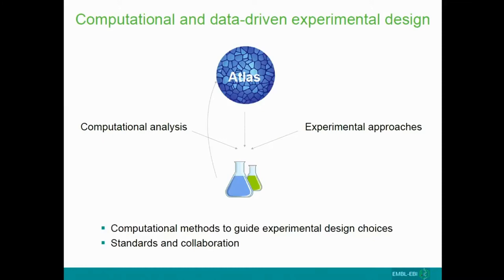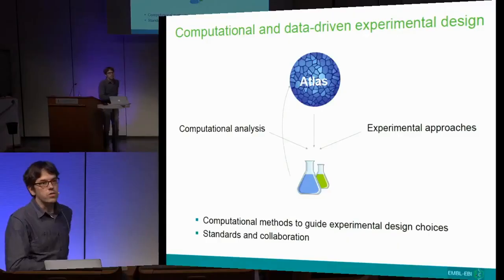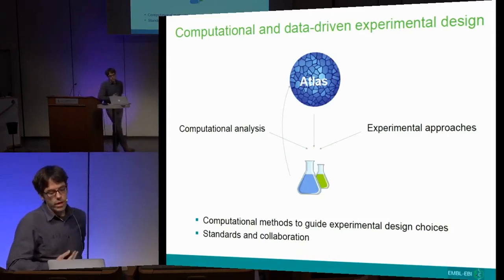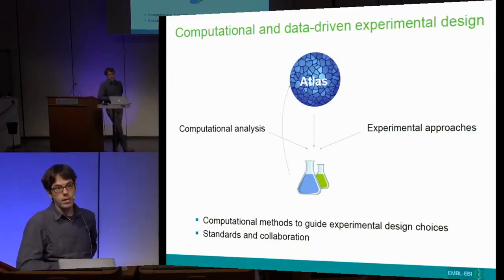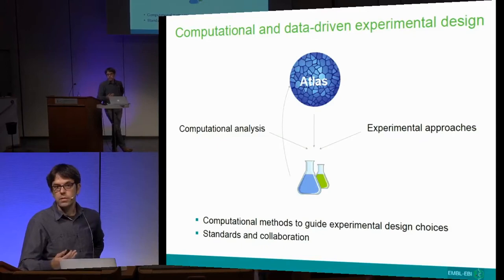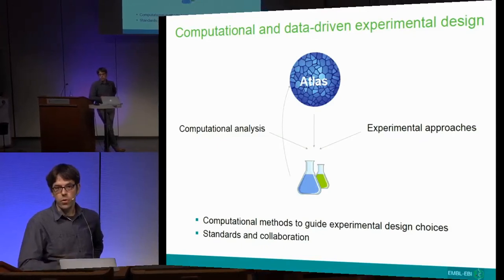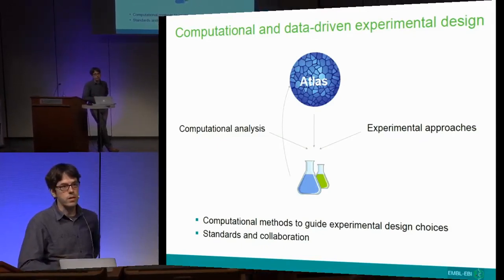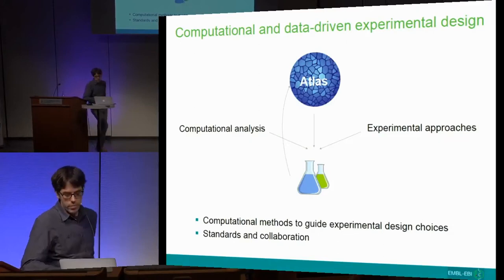And we have this vision that experimental efforts obviously go back into the atlas, and that future experiments will then again be guided by the new data and knowledge that we have acquired in the field collectively in the HCA and beyond. And to fulfill that vision, we need two aspects. One is computational methods that really guide experimental design choices. And the second aspect is standardization, collaboration, and best practices to really bring together the community efforts and work as a team between computational and experimental labs to make progress in this area.